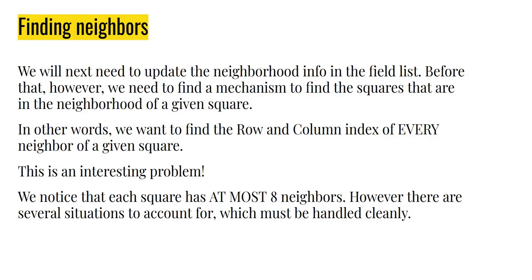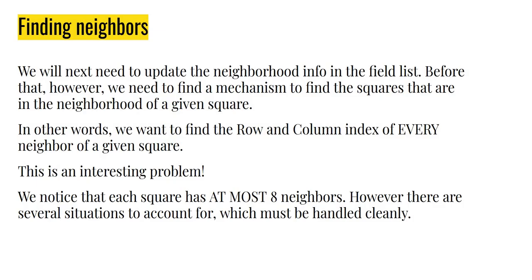But before doing that, we need to find a mechanism to find the squares that are in the neighborhood of a given square. Now, what do we mean by this? Basically, we want to find the row and column index of every neighbor of a given square. This is in fact an interesting problem. The reason is there are several cases. Notice that each square can at most have 8 neighbors. That's the geometry of the whole situation.